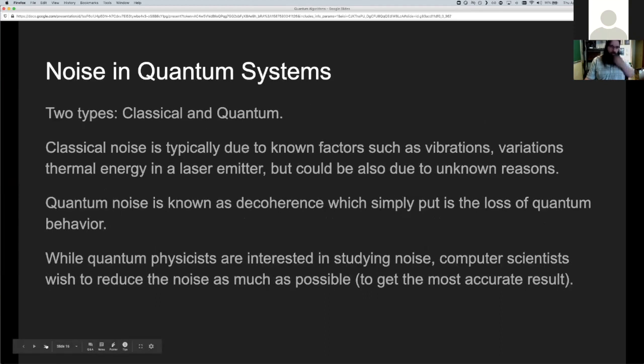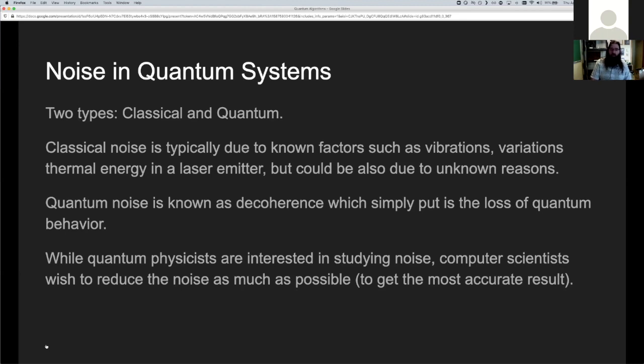And then I want to talk a little bit about noise. I don't know if you guys have covered it, but noise in quantum systems is really important. There's 2 different types: quantum noise and classical noise. Classical noise is usually due to physical factors, such as vibrations, variations in thermal energy, and the laser emitters. It could be about anything physical. It could be just unknown reasons. Quantum noise is more formally known as decoherence, and this basically means we have a loss of quantum behavior over time.